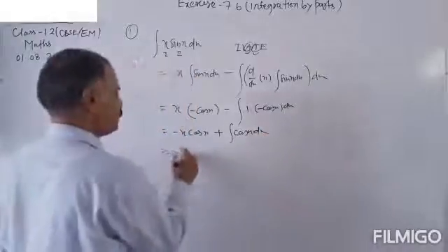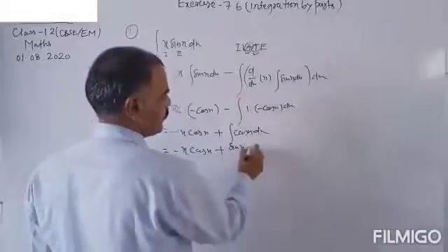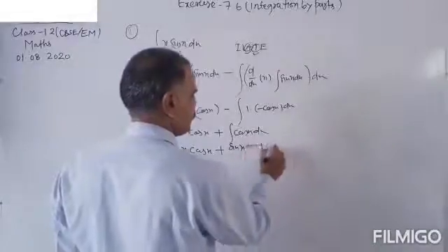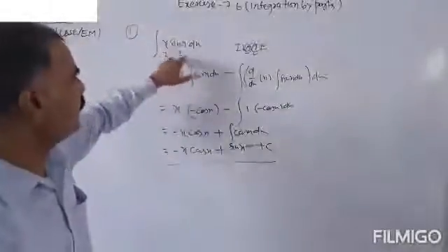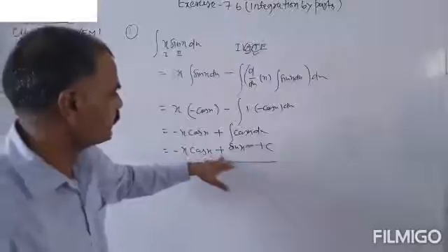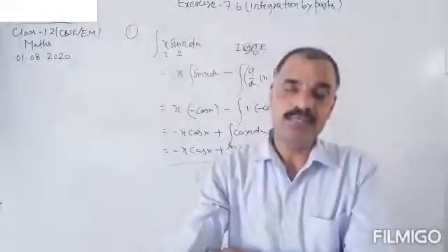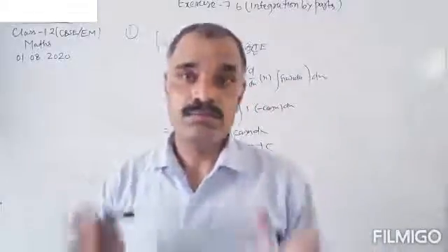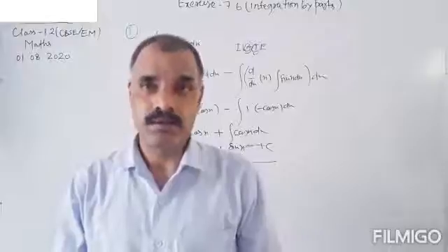So this is equal to minus x cos x plus the integration of cos x, which is sin x, plus c. So the integration of the function x sin x dx is equal to minus x cos x plus sin x. Today we are studying one of the important methods of integration, that is integration by parts.